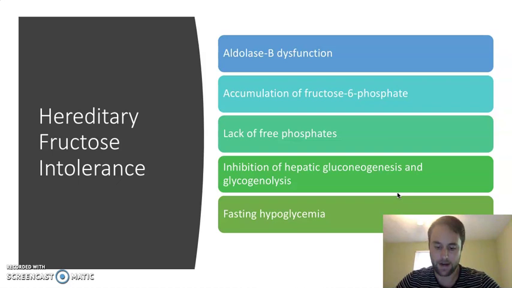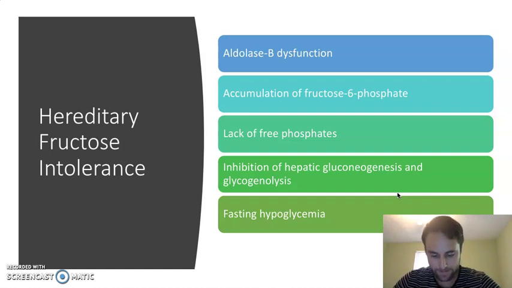This condition is characterized by a deficiency in or the absence of the enzyme aldolase B in the liver. This enzyme is responsible for one of the rate-limiting steps in fructose metabolism. Dysfunction of aldolase B leads to an accumulation of fructose 1-phosphate in the liver and a subsequent lack of free phosphates in liver cells.